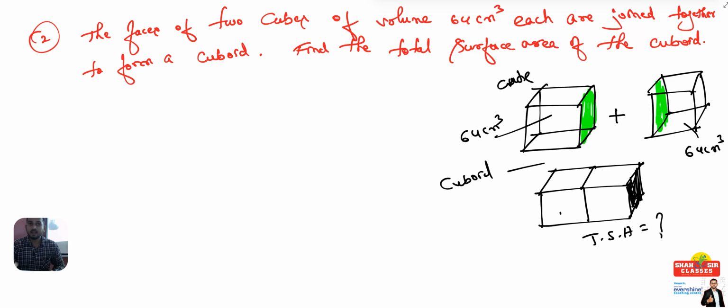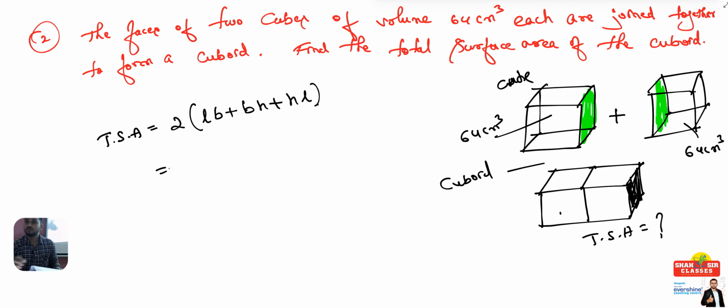The question is simple. First, write the formula. What is the formula to find the total surface area of a cuboid? Total surface area equals 2 into L into B plus B into H plus H into L. Correct? Now we want the length of the cuboid. Which length do we want, children? Cuboid length. Isn't it?